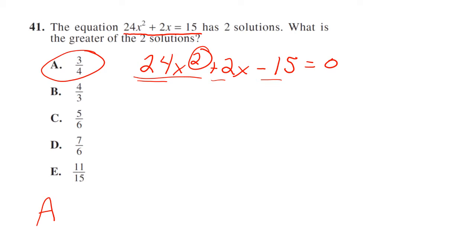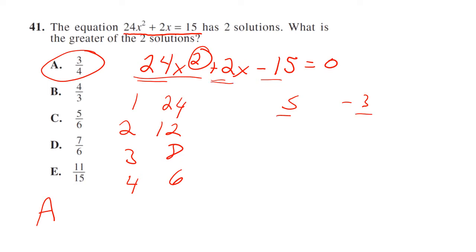So, 24, you can have 1 and 24, 2 and 12, 3 and 8, 4 and 6. With 15, you can have 5 and negative 3, or negative 5 and 3. But if we look at this 2, right, it's positive. We know it's probably going to be 5, negative 3. You could have 1 and 15, but that's not going to work. So we can go ahead and say most likely that we're going to have a 5, negative 3.